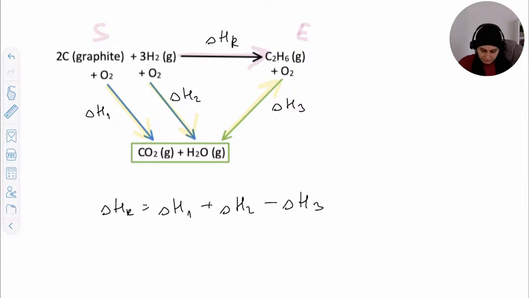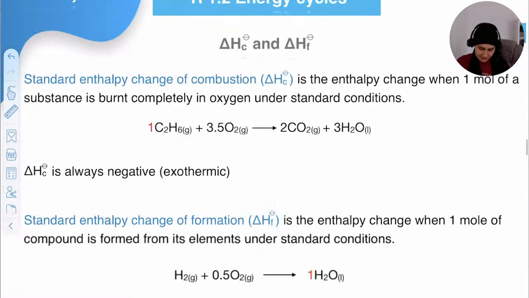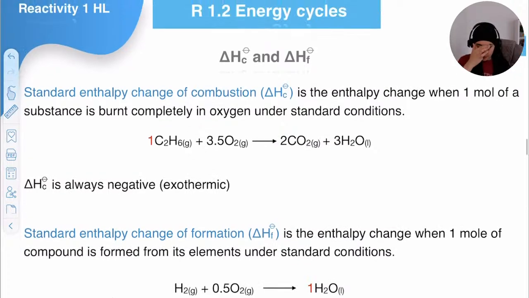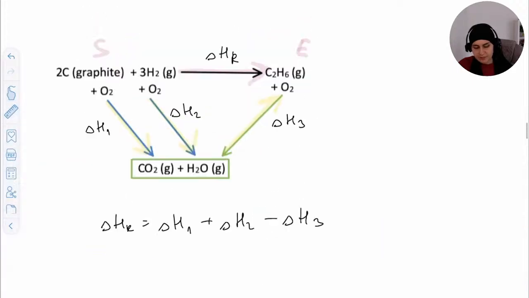Okay, that's it. I think that's enough. So next time, hopefully we can do HL for combustion and formation enthalpies.